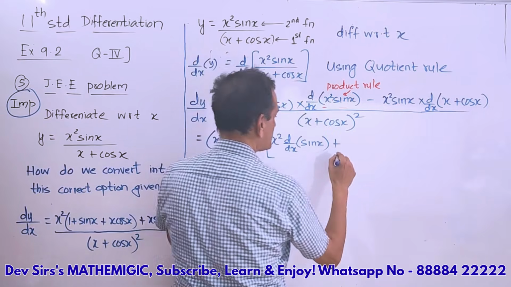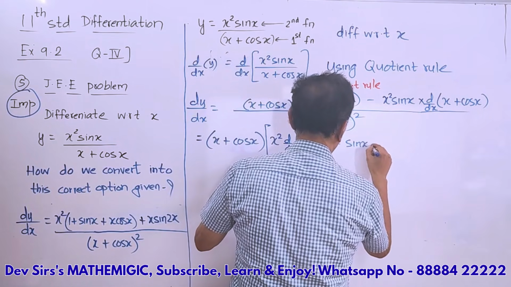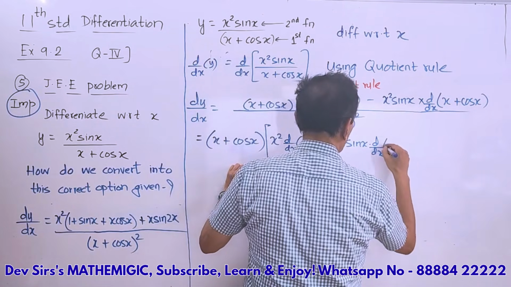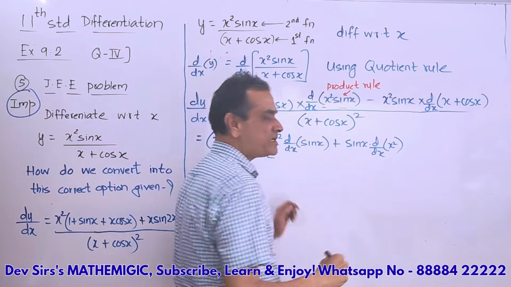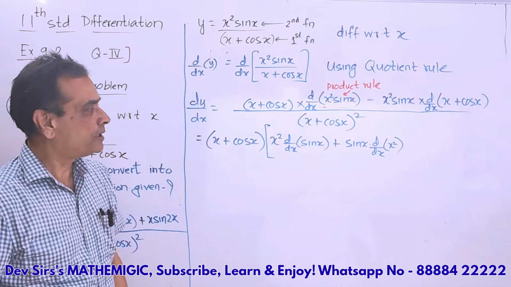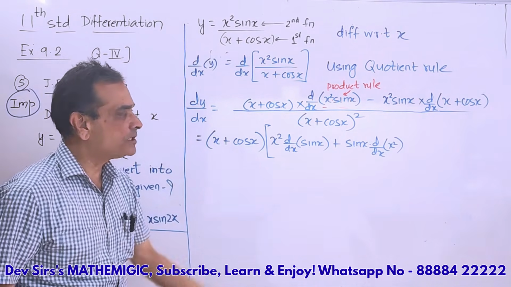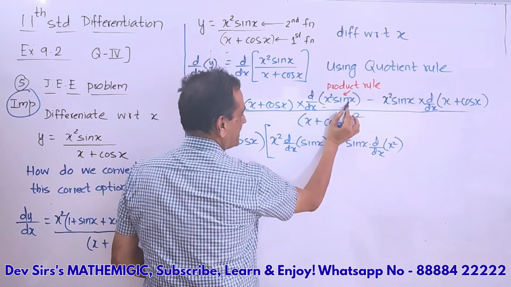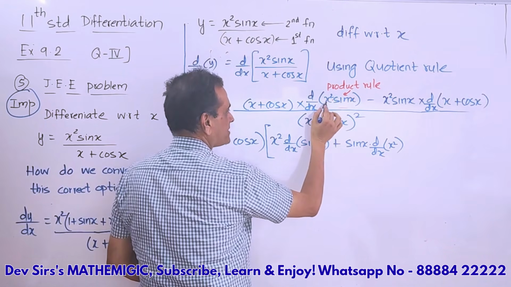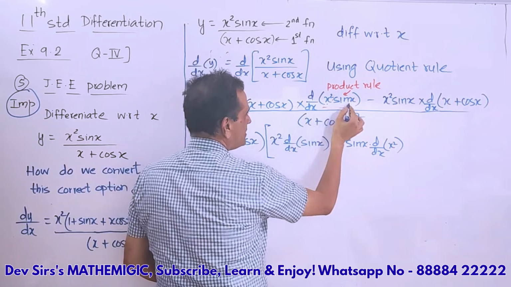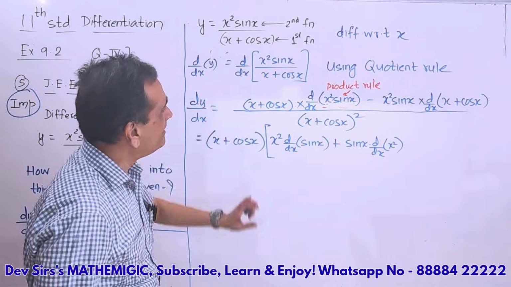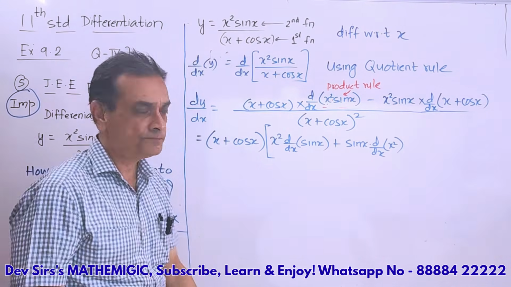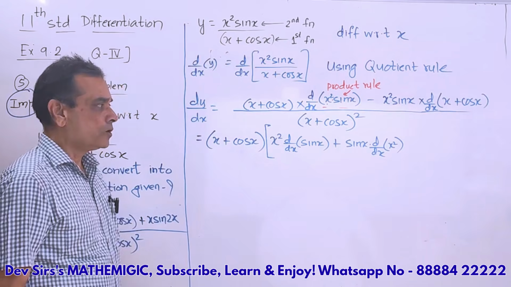plus second function multiplied by derivative of first. In the previous video we had studied only product rule, but now after using quotient rule I am using product rule over here. First function d by dx of second plus second function d by dx of first. Call this the first function, call this the second function. That is the reason that I have also written first function and second function over here. Okay.